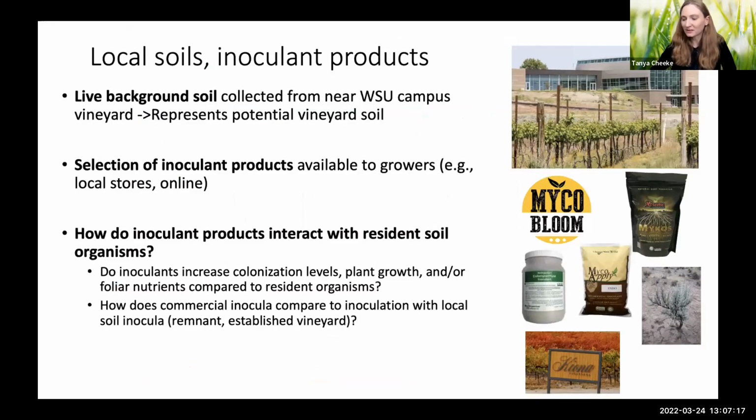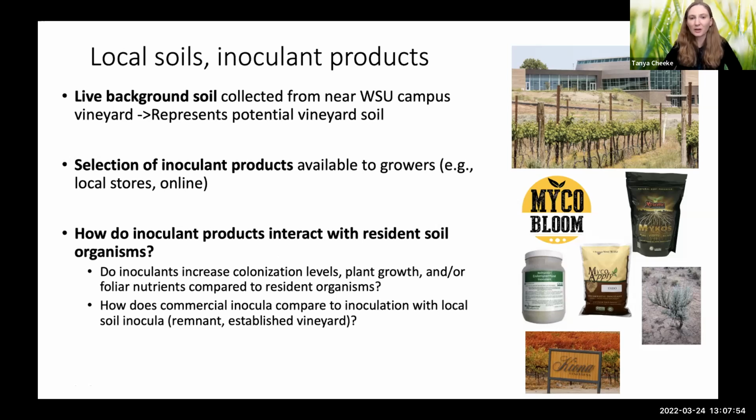So we've done some preliminary research on this, and we've collected the live background soil from near the WSU campus vineyard. And so we just collected soil from campus, and that could be potentially representative of future vineyard soil. So if you were going to establish a vineyard in that soil, what are the mycorrhizal communities like already? Then we picked a selection of inoculant products that are readily available to growers through local stores or online. And then we're curious to see how these inoculant products interact with resident soil organisms.